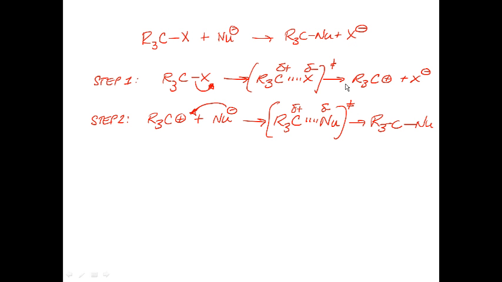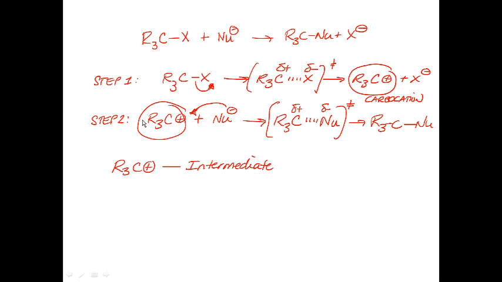Now I have a question. What is the carbocation? What would we call the carbocation for this reaction? If you said that the carbocation is the intermediate, you're correct, because it's produced in one step of the mechanism, it's consumed in the second step, so therefore it doesn't show up in the overall reaction.